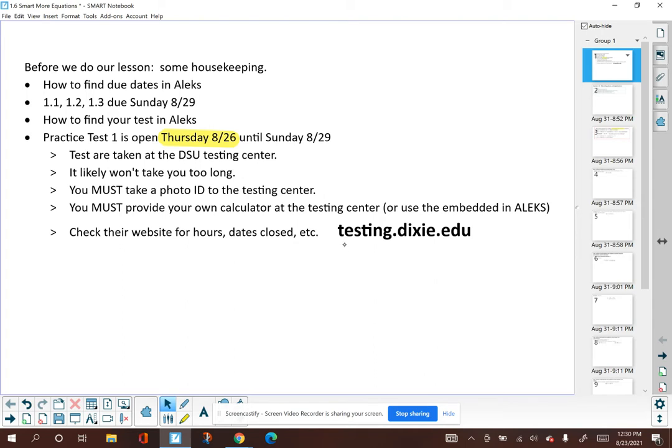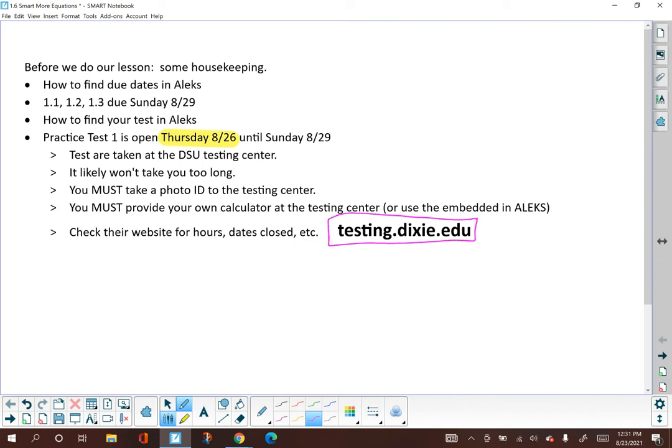The testing center's website is down here, testing.dixie.edu. You can use their website to get their hours, if there's any dates that they might be closed coming up for holidays or anything. And I believe they also have a map to where they're at. They're kind of like across from Swig, just south of the boulevard.